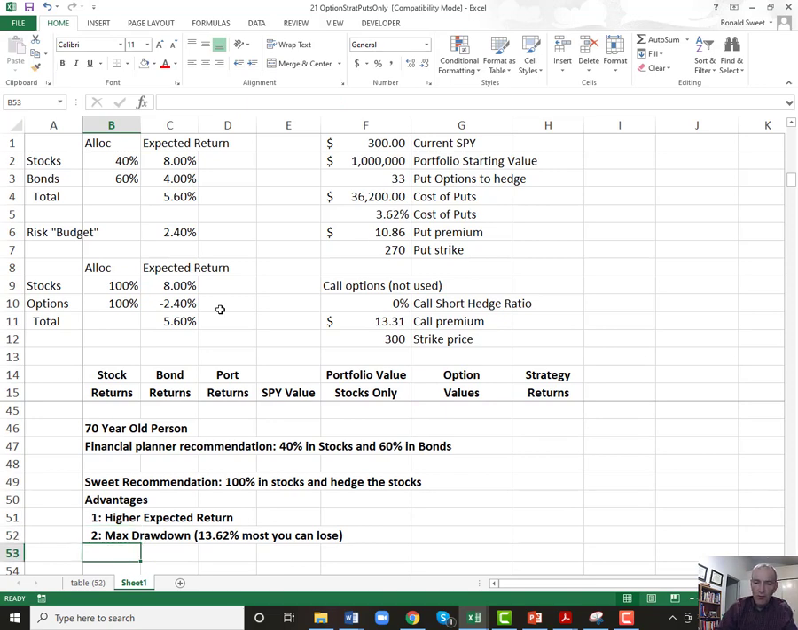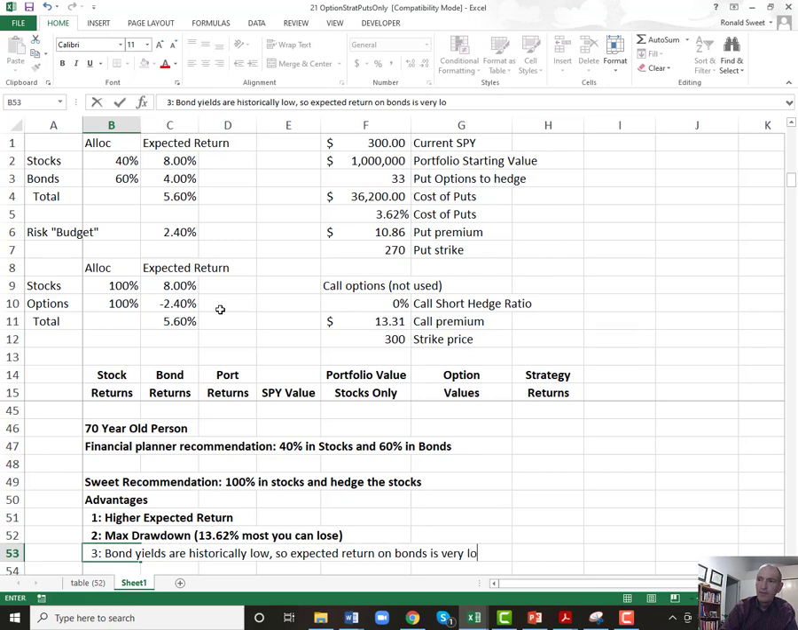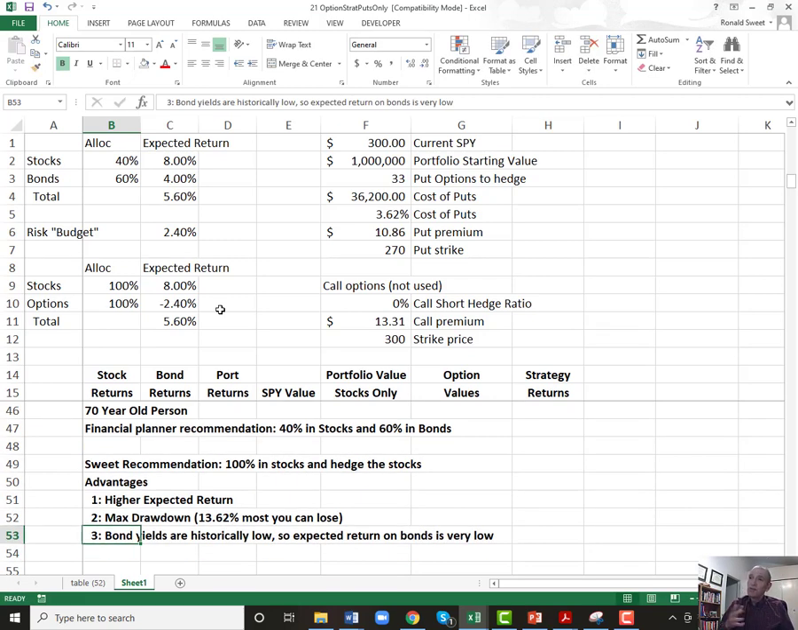What else do I like about it? Well, right now, bond yields are historically low, so expected return on bonds is very low. Now that may be true of stocks as well, which would impact this strategy as well. But the question is, is this the best time to put 60% in bonds? So that's the other advantage.